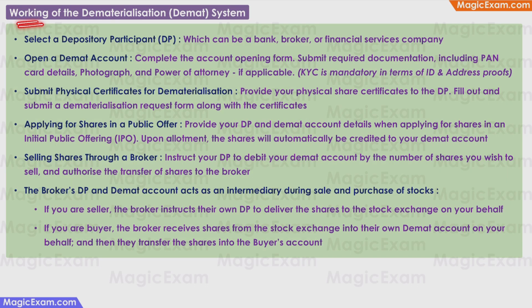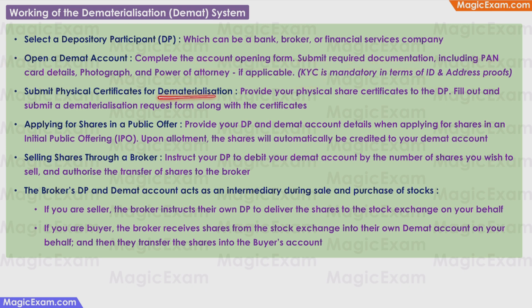Next, let us look at the working of the Demat system, or some of the processes associated with the Demat system. First of all, you need to select a depository participant or a DP, which can be a bank, a broker or a financial services company. Then you open a Demat account, where you complete the account opening form and submit the required documentation, which includes your PAN card details, your photograph and a power of attorney if applicable. Here KYC is mandatory in terms of your ID and address proofs.